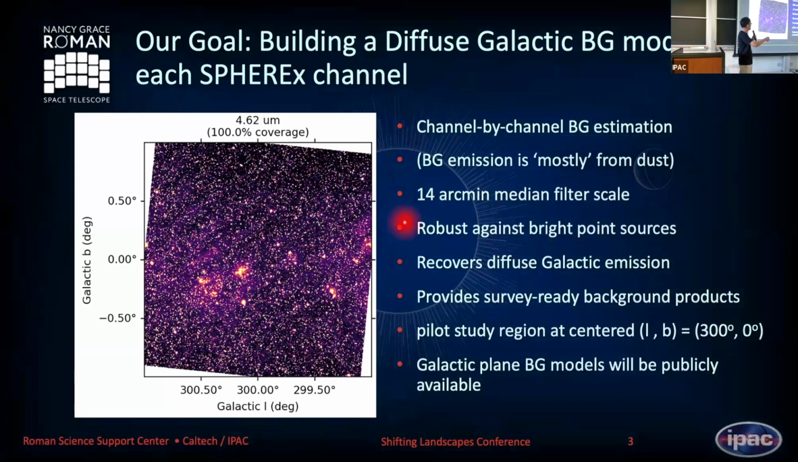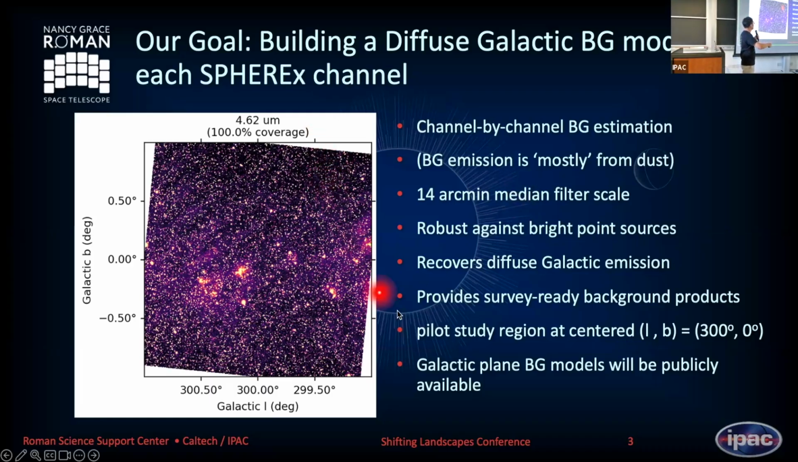We used a background estimation methodology, applied by channel to all 102 channels, from 0.75 micron to 5 micron. We use a so-called large median filter method, with a size of 14 arcminutes, which is about the size of giant molecular clouds at about 5 or 6 kiloparsecs distance from here. We block it, make the median filter, and put those median values in the center. We move the median filter across the image and make these background models.